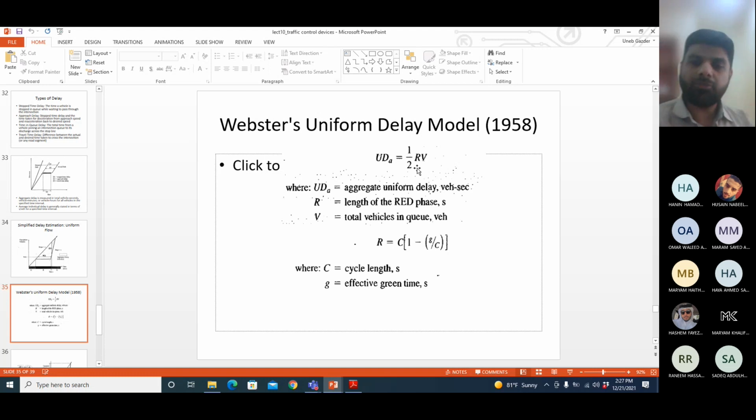So you can see the equation for effective red here. G by C is the portion of cycle length which is effective green, 1 minus G by C is the remaining cycle length, and you multiply with the cycle length itself to get the time for that interval. So let's say G by C is 60%. 60% of the cycle length is effective green, so 1 minus G by C will be 40%. So 40% of the cycle length is effective red. Okay, so R can be calculated using this equation.